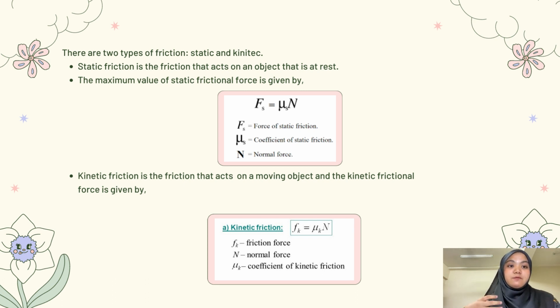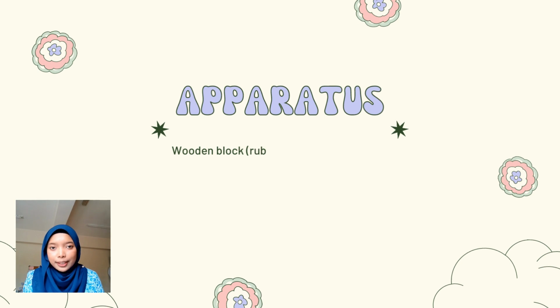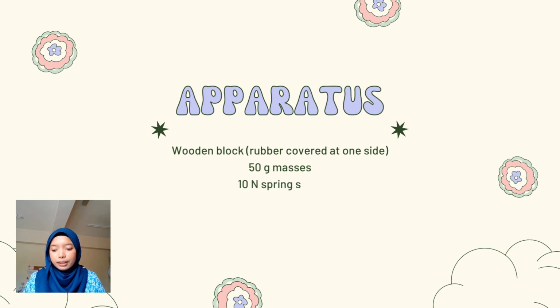Kinetic friction is the friction that acts on a moving object. Hi, my name is Nurul Aina Sumaya, and the apparatus we'll be having for this experiment is a wooden block that is rubber covered on one side, 50 gram masses, a 10 Newton spring scale, string, and a tabletop.